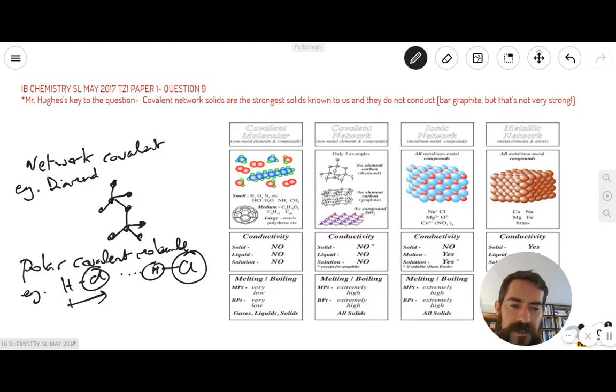Let's take a look at this topic. So this is looking like topic 4, which is all about bonding. Now, the bonding topic at standard level is pretty straightforward. The key thing, the best diagram I've ever found so far for reviewing the 4 types of solid is this picture that I've put here in the middle of the video.